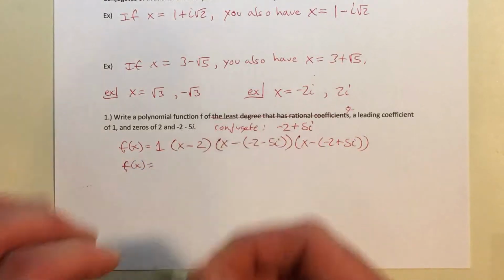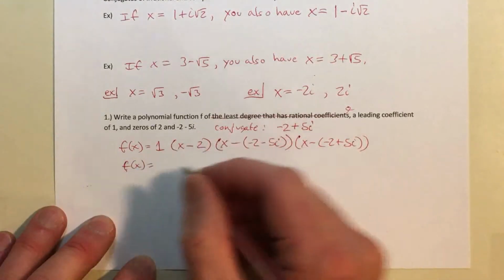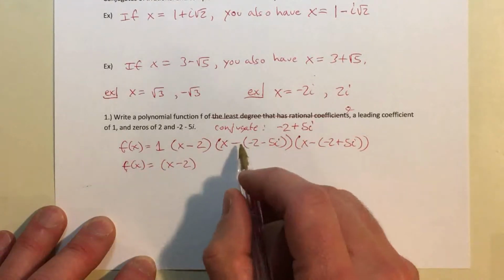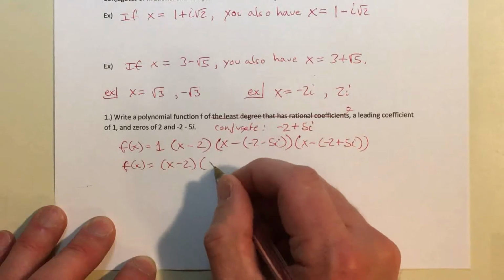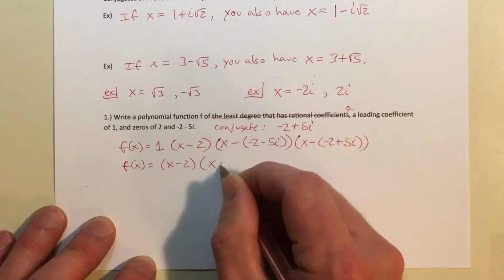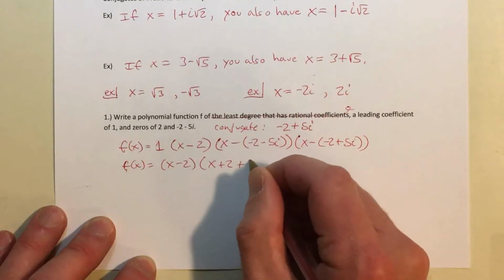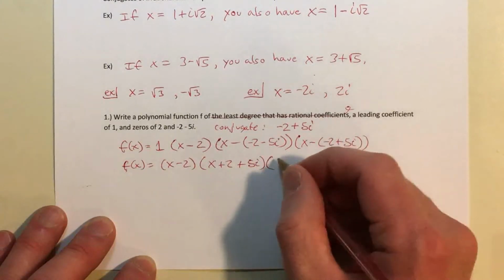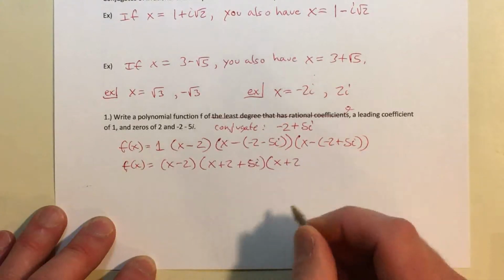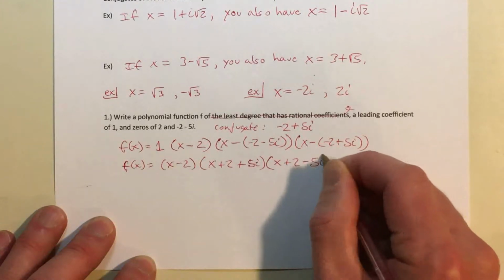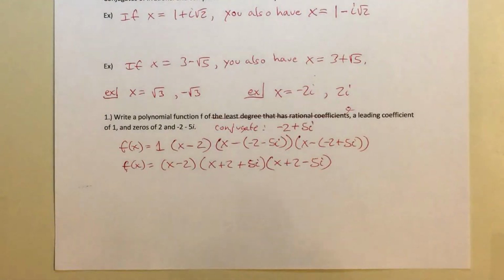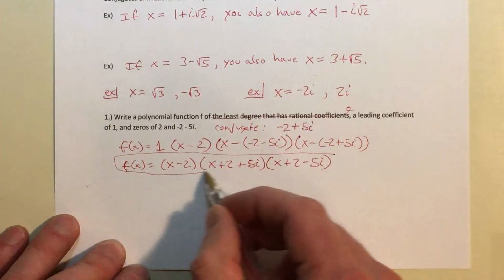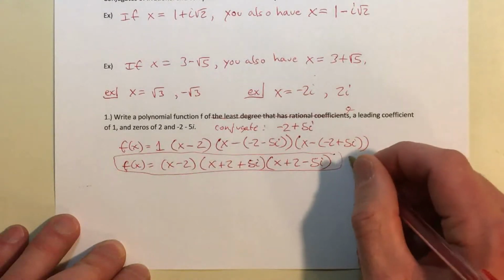So we get f of x equals, the 1 isn't going to do anything, so we'll just go x minus 2. And then I'll distribute the negative, get x plus 2 plus 5i, and distribute the negative, x plus 2 minus 5i. Now, class, this is what we're going to accept as being in factored form, okay?